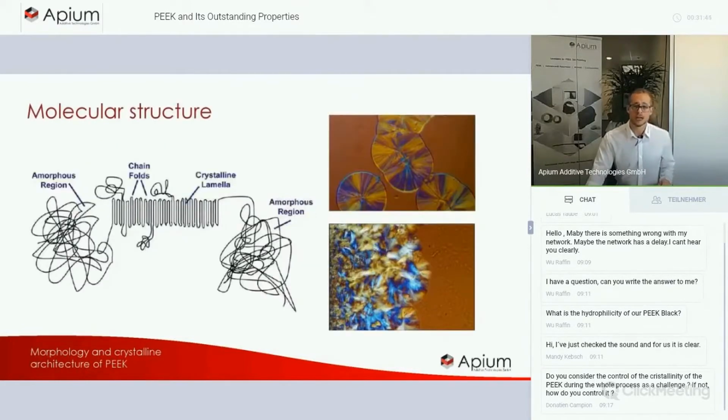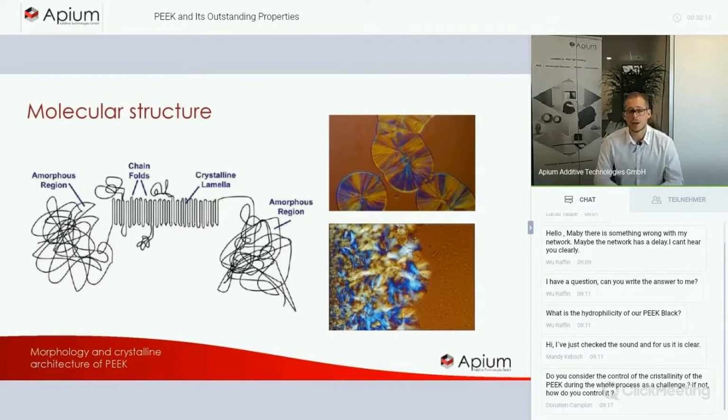When we're looking at the molecular structure of this material, we can clearly see that we have amorphous regions and we have crystalline regions. The crystalline regions are mainly responsible for the high mechanical performance, whereas the amorphous regions are mainly responsible when it comes to, for example, noise reduction or damping, or when we think of the elastic behavior or plastic behavior.